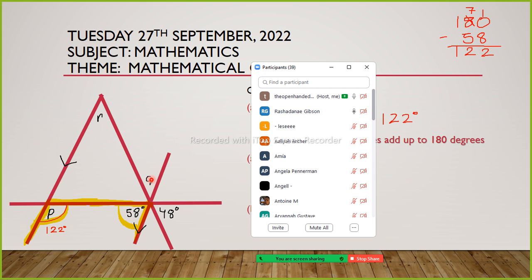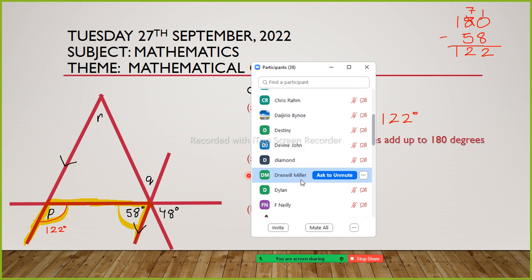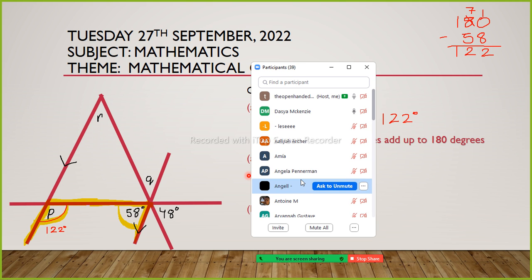You have to subtract 180 by 122 and add your answer to 58. No, no, no. That wouldn't work. Go ahead, try. This looks like vertically opposite angles to me. Like 58, and that opposite piece should be 58, and then 48, and that opposite piece should be 48, and then you add these together and subtract that from 180, and then you should get Q. Most definitely. That will work. That definitely will work.